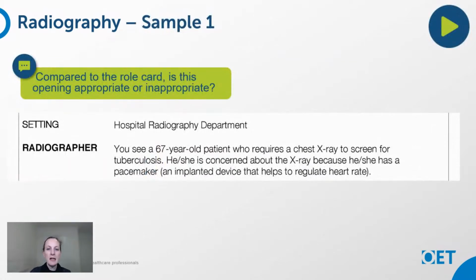So as one last example, we're going to listen to a radiographer from Australia called Tram and listen to her starting the role play and then answering the same question that we've asked for the other professions. Was this opening appropriate?